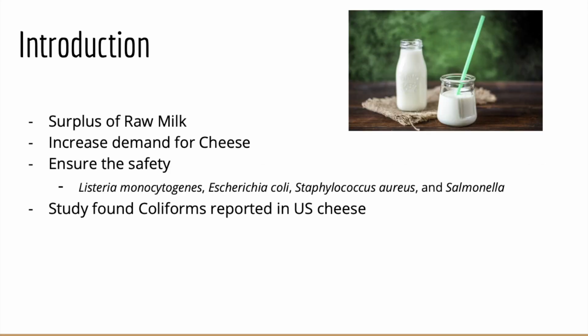The introduction begins by stating that there's a surplus of raw milk right now with an increased demand for cheese. It also dives into the food safety concerns around cheese, as they can harbor bacteria such as Listeria monocytogenes, Escherichia coli, Staphylococcus aureus, and Salmonella. They also found a study in which coliforms were reported in some cheese located in the United States.